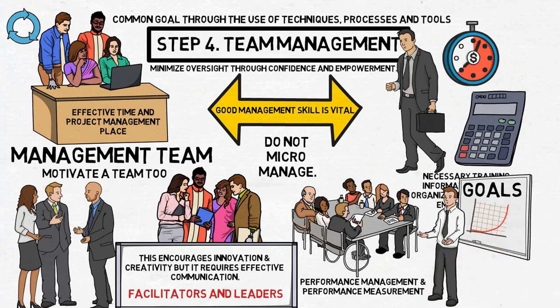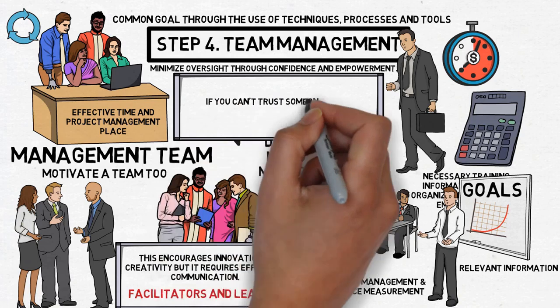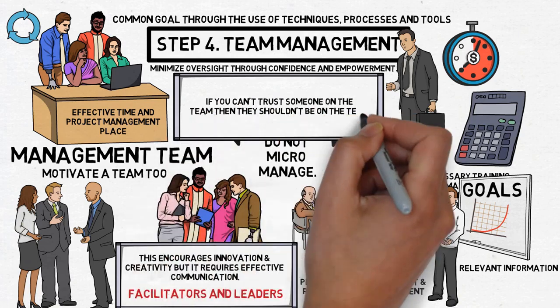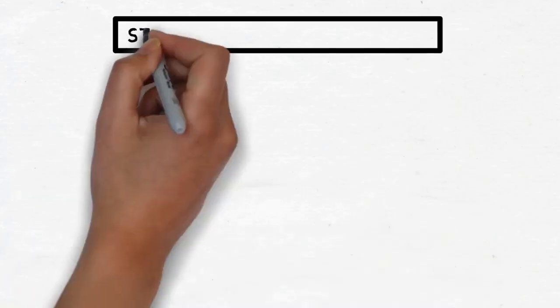Information sharing and effective communication are critical. Teams must have unrestricted access to all relevant information. If you can't trust someone on the team, then they shouldn't be on the team. And Step 5. Document management.